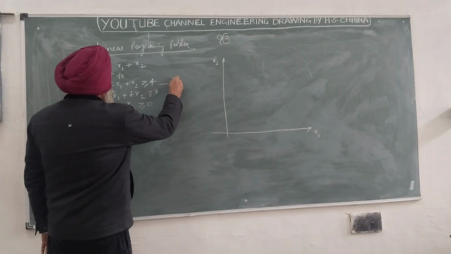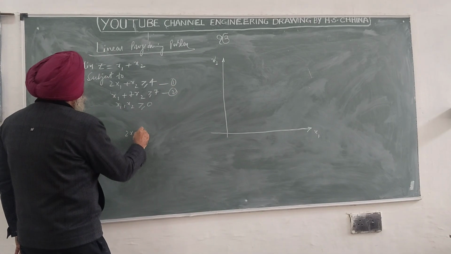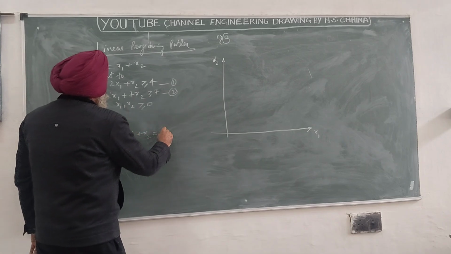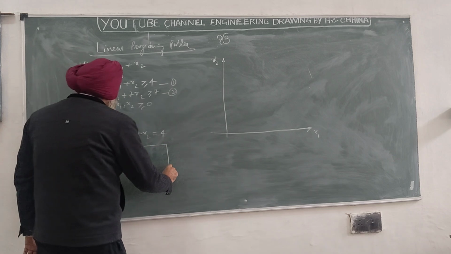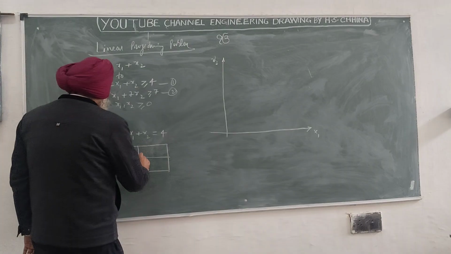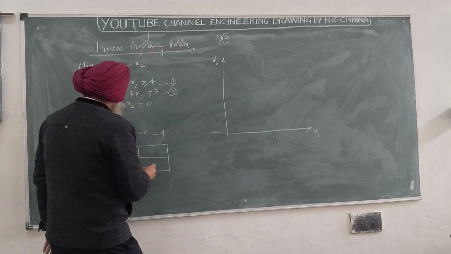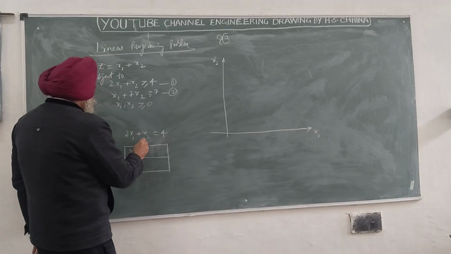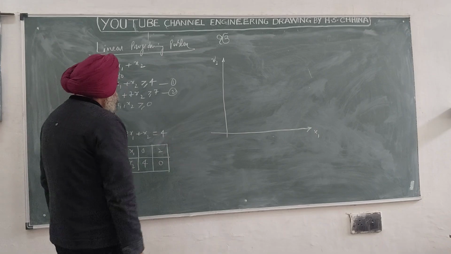This is the first constraint. This is the second constraint. What is the first constraint? 2x1 plus x2, it must be equals to 4. We are taking x1 on this side, x2 is here. When x1 is 0, x2 is 4. When x2 is 0, x1 is 2.